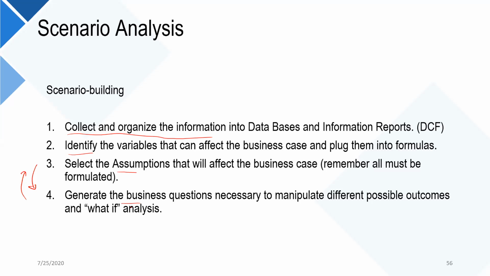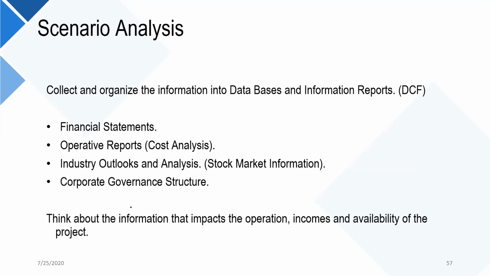So let's see them in a little more detail. As I was telling you, collecting information for this is just creating databases to generate reports of analysis. And here you have financial information, operative reports, that is cost analysis. Industry outlooks, for example, are the expected returns we have for the markets. We have that also in the scenario, a 6% rate.